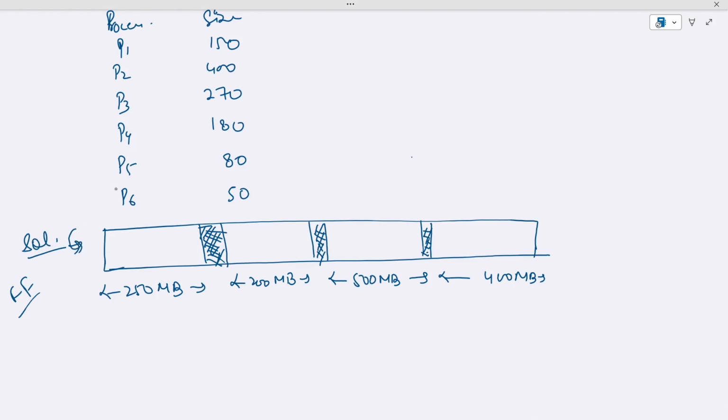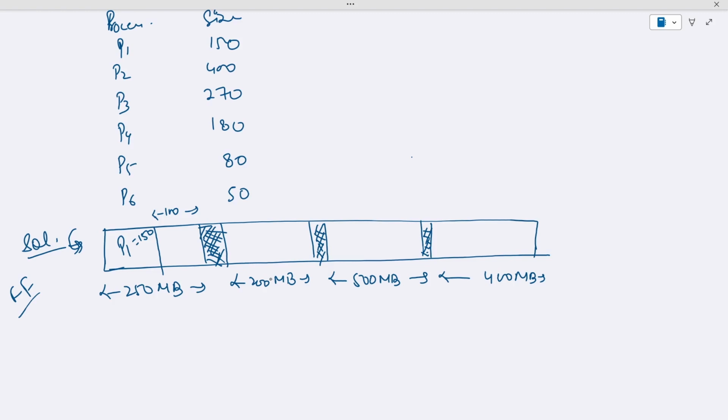Now P1 needs 150 MB of space, we have 200 MB of space, so definitely P1 occupies this, and the space left is 100 MB, because P1 occupied 150. Now the P2 process. Start from the starting. Here 100 MB of space is left. Can P2 get this space? The answer is no. P2 needs 400 MB, and we have only 100. Definitely not, P2 cannot get this space.